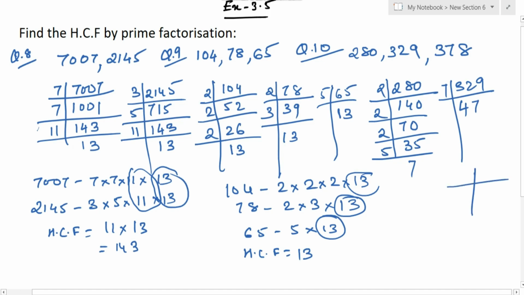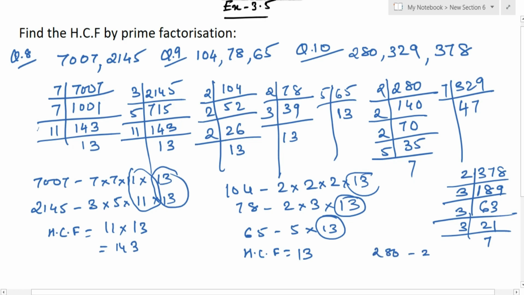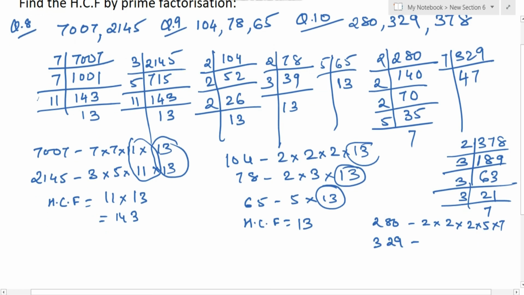Now going ahead with 378, that is 2 1s are 2, carry forward 1, 2 8s are 16, 2 9s are 18. Then we are having 3 6s are 18 and 3 3s are 9. Then we are having 3 2s are 6, 3 1s are 3. Then we are having 3 7s are 21. So what all are the prime factors for 280 we are having? That is 2 into 2 into 2 into 5 into 7. And what about the rest? We are having 329 prime factorization as 7 into 47.